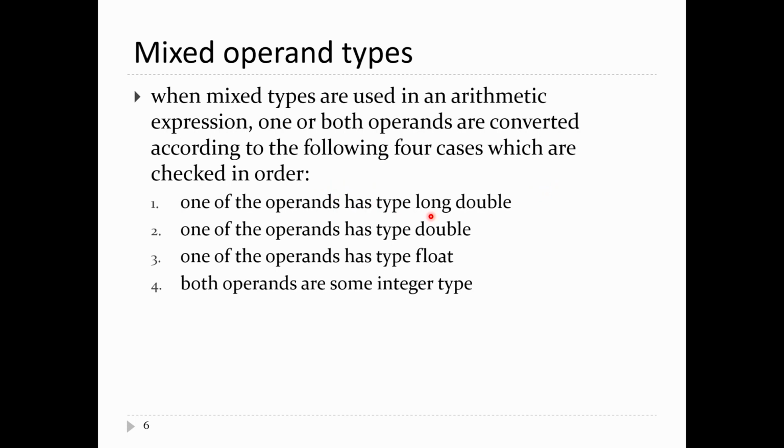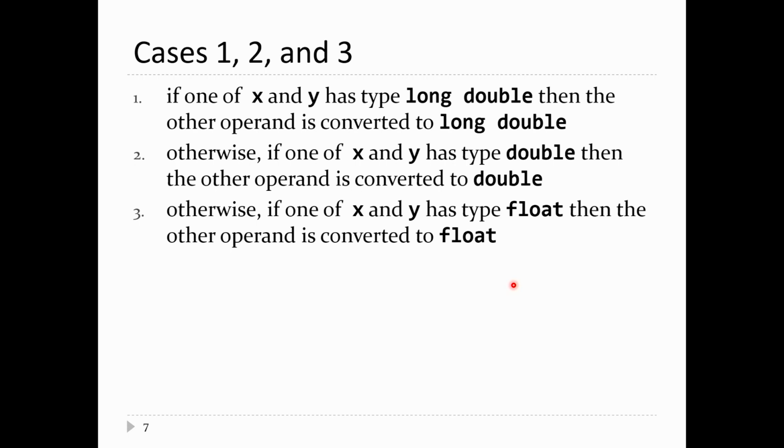So if one of the operands has type long double, something happens, and then the rest of the calculation happens. Otherwise, if one of the operands has type double, something happens. Otherwise, if one of the operands has type float, something happens. Otherwise, both operands are some integer type, something happens. Okay, cases 1, 2, and 3. These shouldn't surprise you because these are more or less the same as what happens in Java.